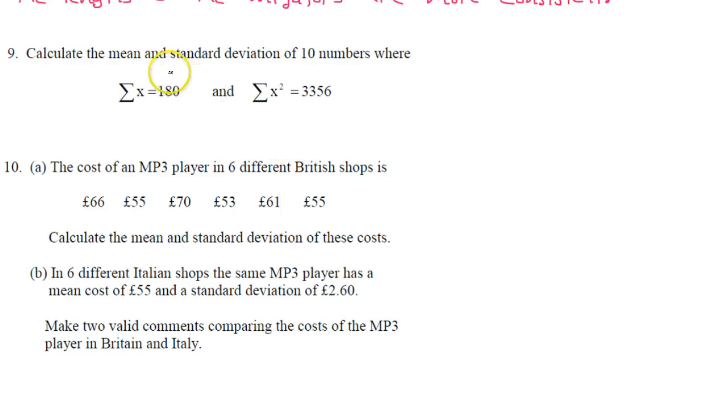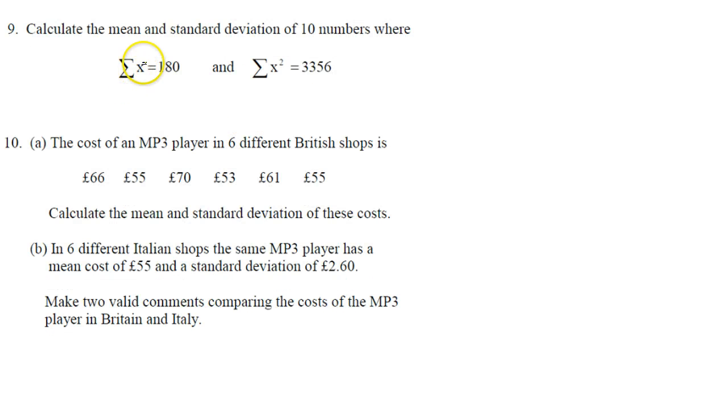Number 9. Calculate the mean and standard deviation of 10 numbers where the sum of the numbers is 180, and the sum of the numbers squared is 3,356. From now on, understand that when you see this letter that looks like a weird E, this is a capital Greek letter sigma, and it means sum. So it means you're adding up a bunch of values. In this case, we're told that we're adding up 10 values, and it has to equal 180. We don't know what the numbers are, but that's okay.